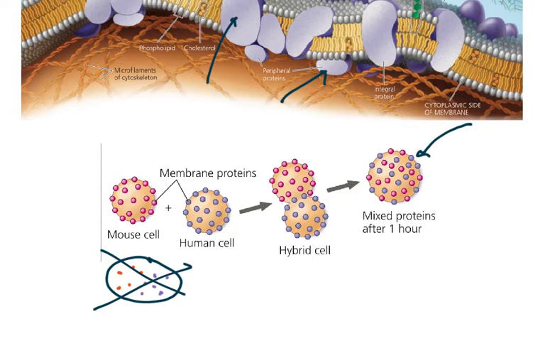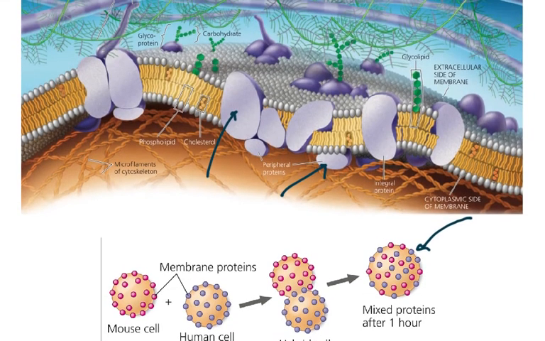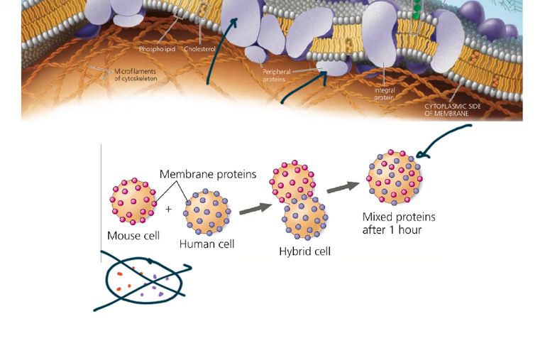So now that we have a bit of an idea of what the membrane looks like, let's figure out how things get from one side of it to another and how the cell regulates what goes through.